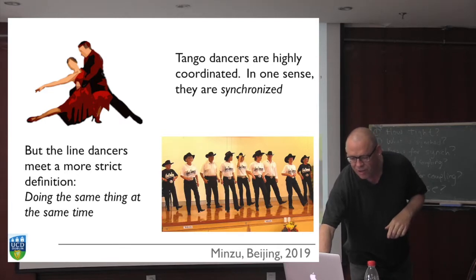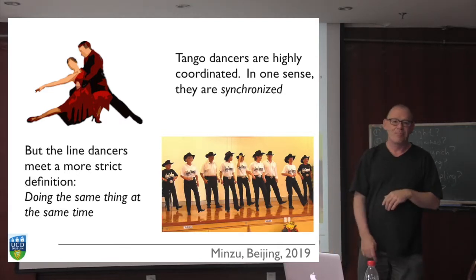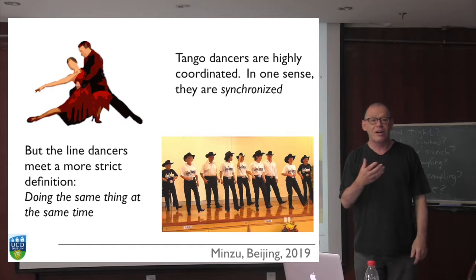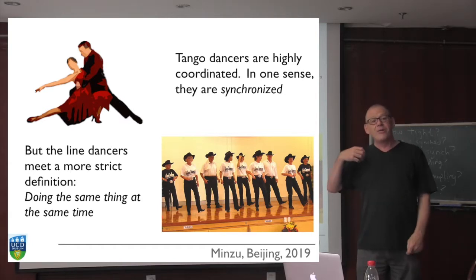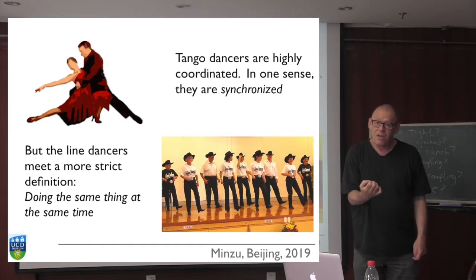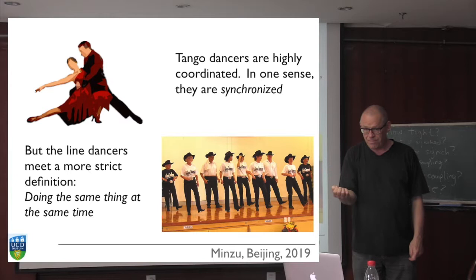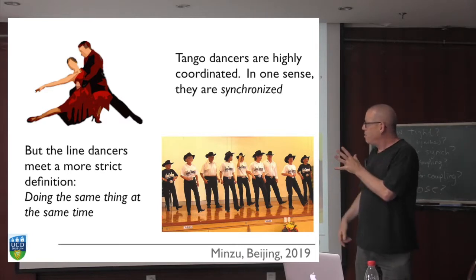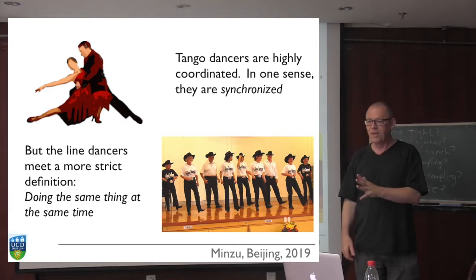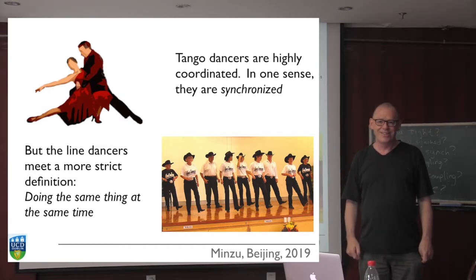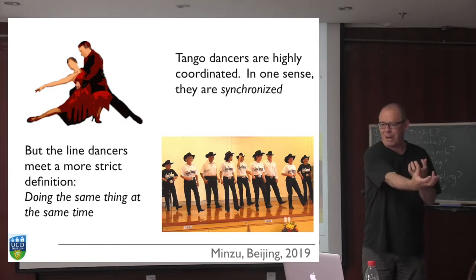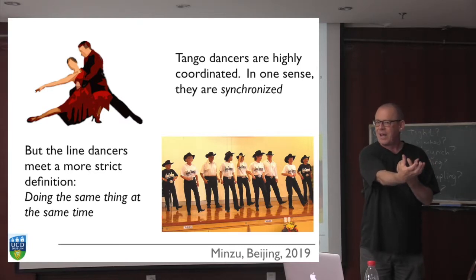Here's another form of dancing from North America called line dancing. You've got people with cowboy hats on and they're all doing the same thing at the same time. And typically they're not very highly coordinated, but they are synchronized in the sense I'm going to use. I'm going to use the term synchronization to mean doing the same thing at the same time. So, on my rather strange definition here, the tango dancers are not synchronized. But if we have a room in which there are 20 tango dancers, this pair could be synchronized with that pair because they will be doing the same thing at the same time. This is just a language issue. I'm not claiming anything about what's going on in the world.